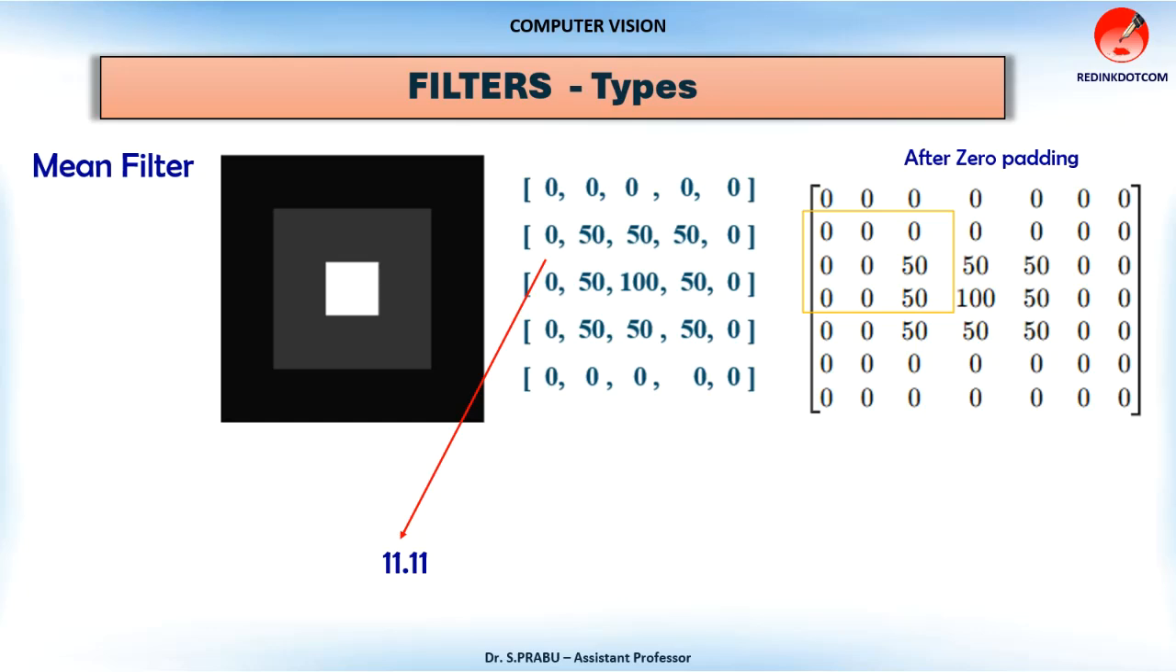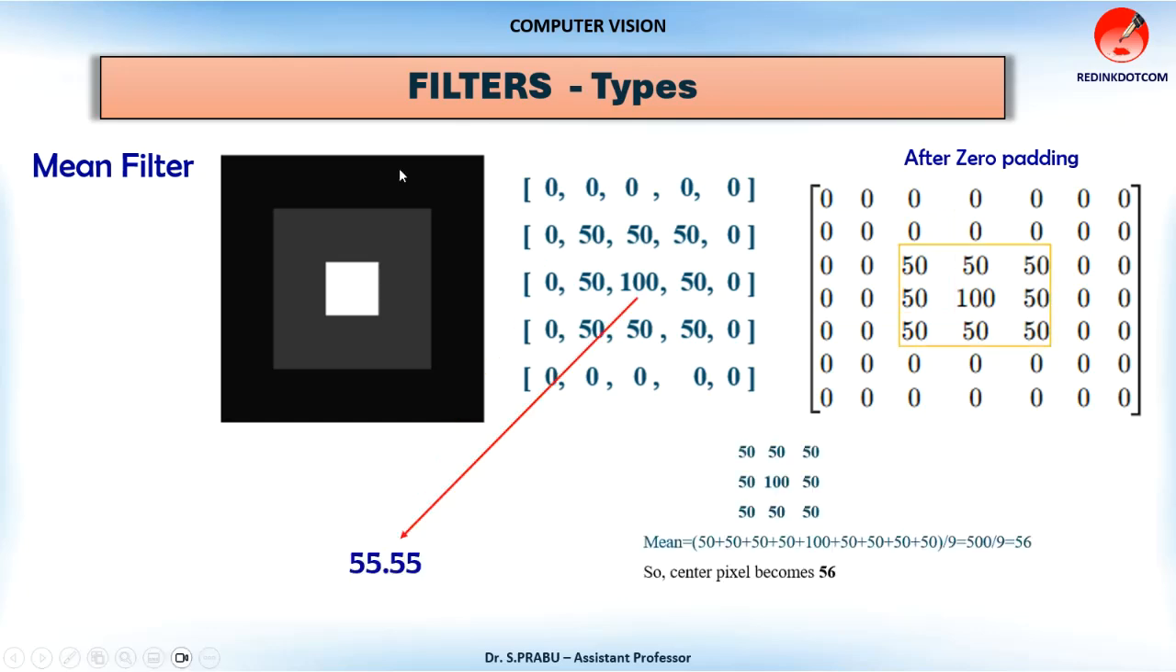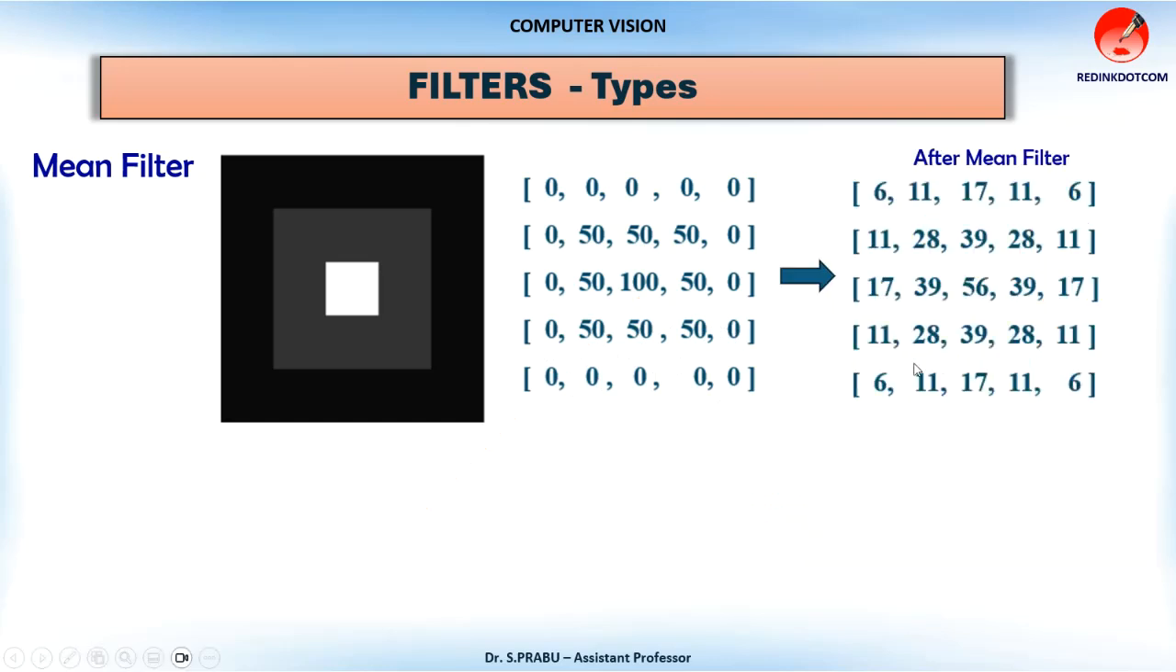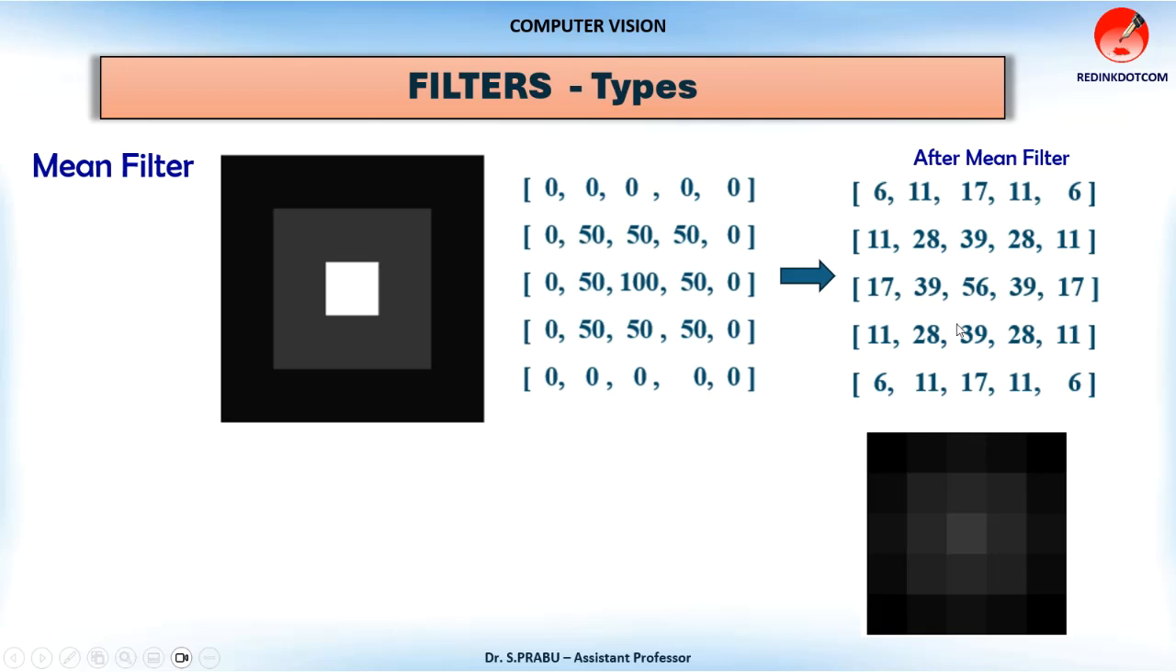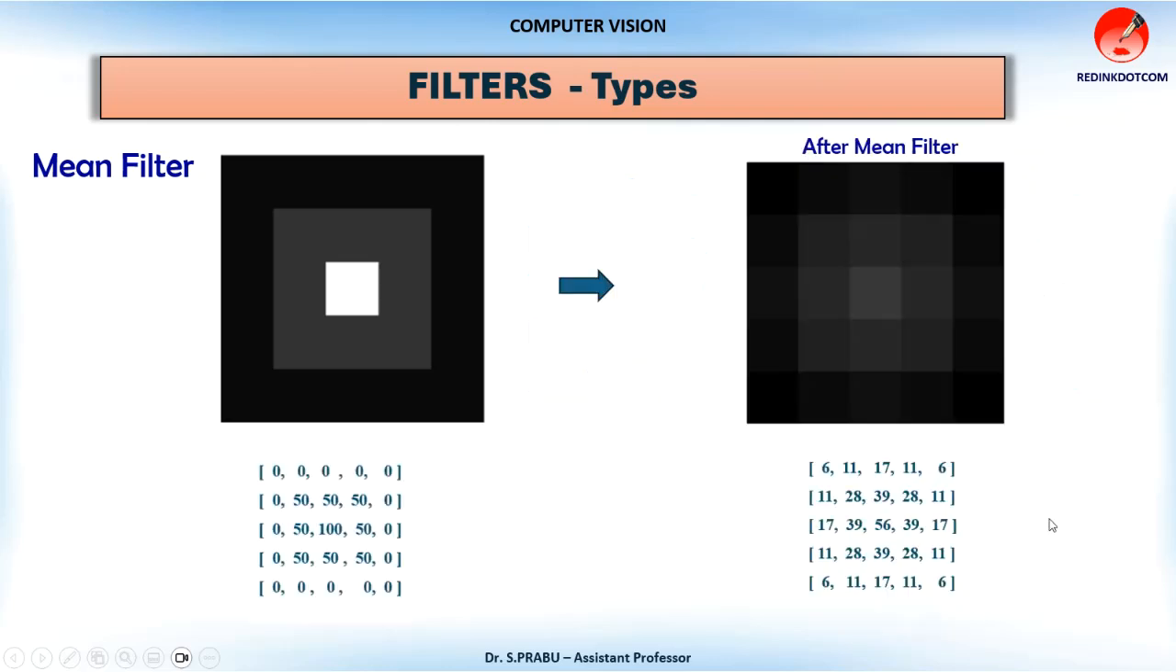Let's check what happens when we look at the pixel at the center. The surrounding values are there. If we calculate the average, it becomes 56. In the same way, we can repeat this operation for all the pixel values and finally find the final result. I try to draw the image from these values. It looks like this. So this is the output of the mean filter. Actually, the noise at the center of the given image can be reduced by means of the mean filter.